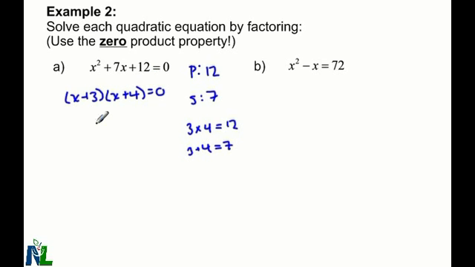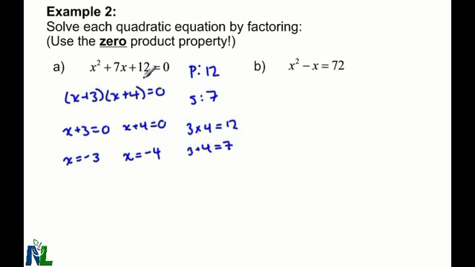If I need to solve this, I'm going to use the zero product property now, which states that either this bracket equals 0 or this one, either of which would make this equation true. So I'll take x plus 3 and set that equal to 0. And I'll also take x plus 4 and set that equal to 0. Solving the first for x, I get x is equal to negative 3. Solving the second for x, I get x is equal to negative 4.